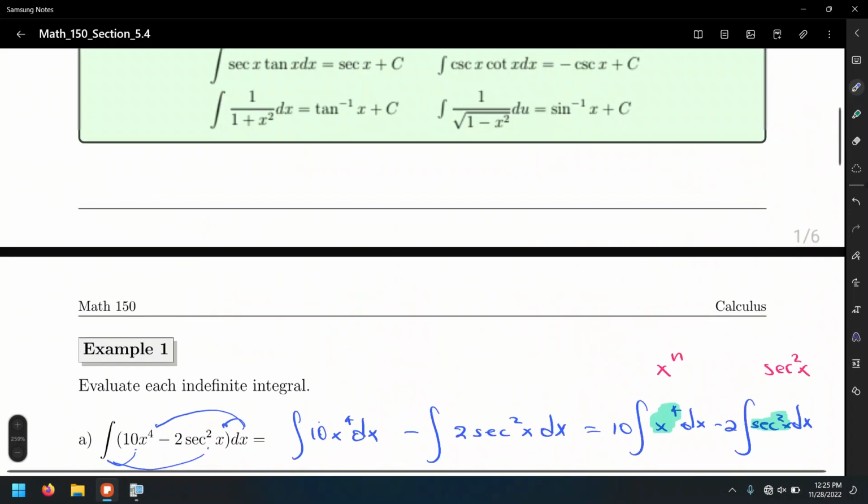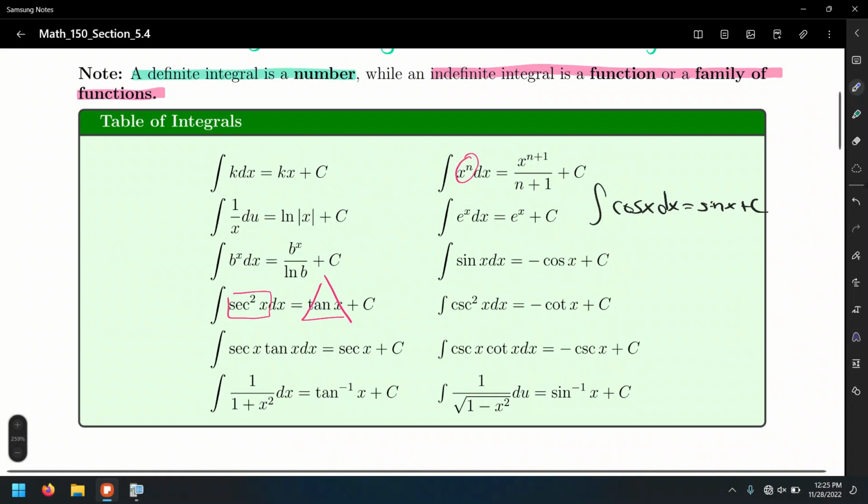Let's go back to the table of integrals. Number one, we want to integrate e to the x, which is itself. Got it. We want to integrate an exponential function whose base is another number, a number other than e. That's going to be itself, b to the x. However, we need to divide by the natural log of the number which is the base.